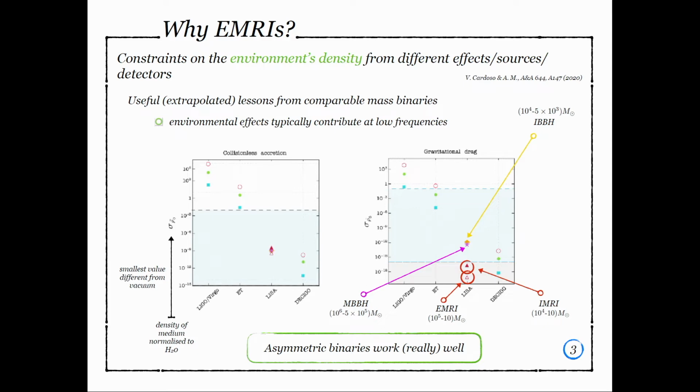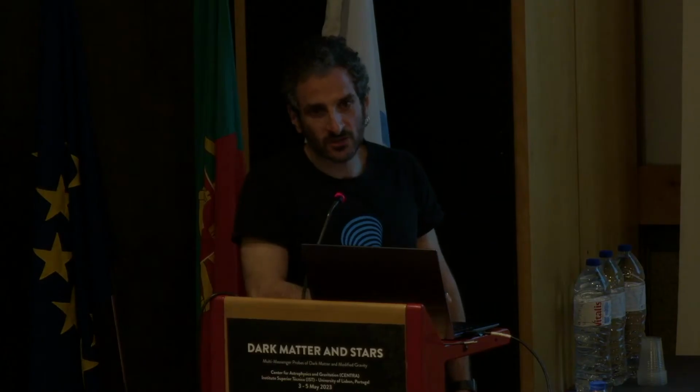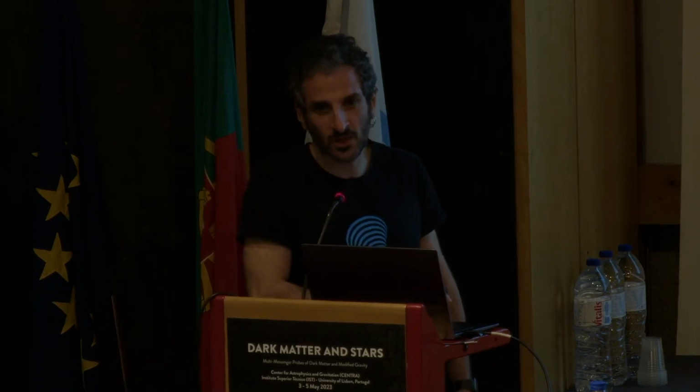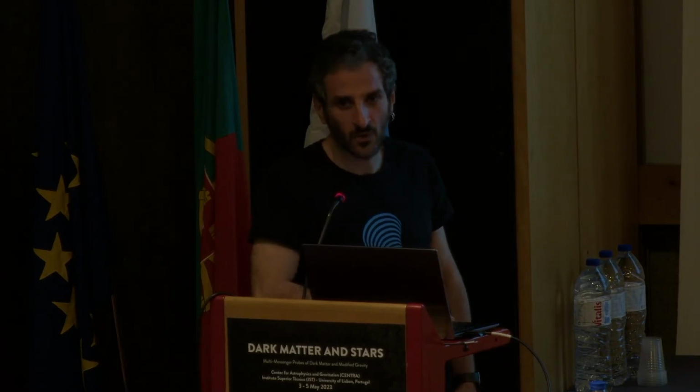So even if we don't have a relativistic description of really asymmetric binaries, the lesson that we can learn from comparable mass systems is that as you shift to very low mass ratio, the constraints on these kinds of sources start to become better and better. This is something that we should look into studying.